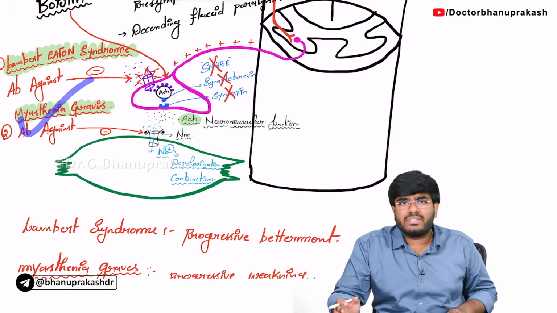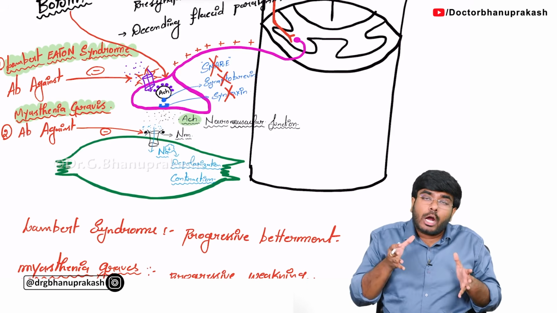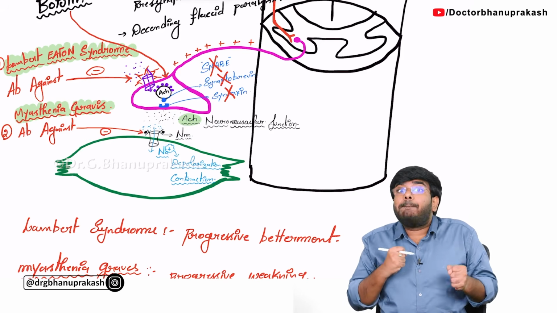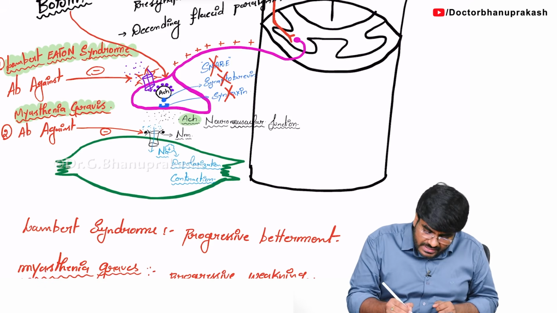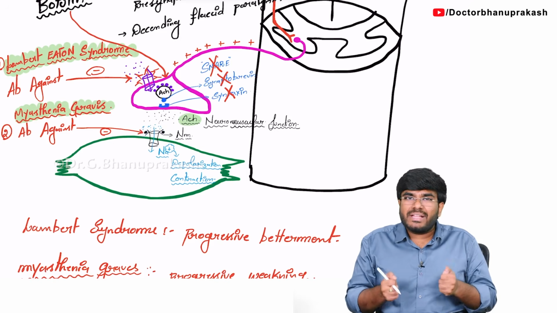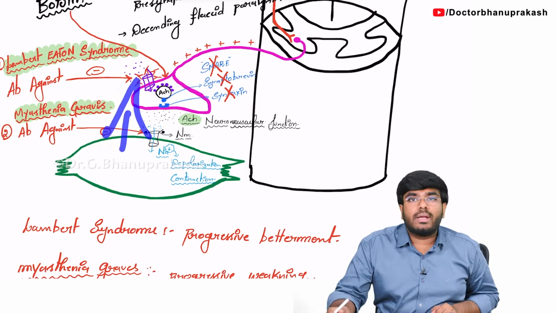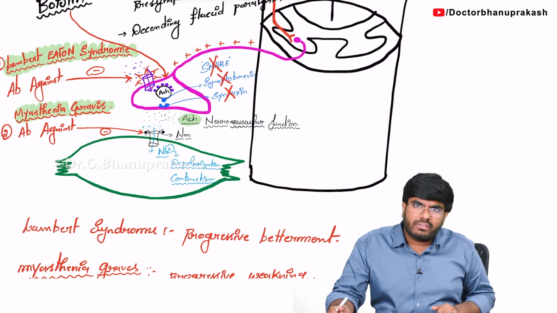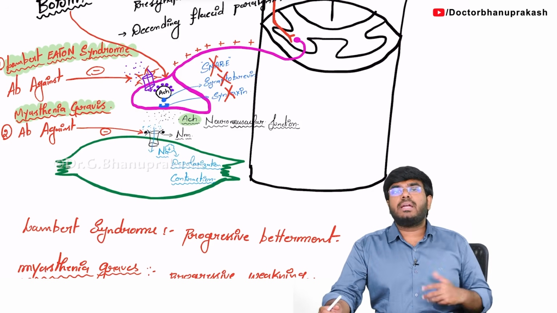In myasthenia gravis, I have told you, what actually happens is the autoantibodies compete with the acetylcholine to bind with this site, okay. So the autoantibodies are competing with the acetylcholine. So what you have to do? You have to increase the acetylcholine levels. Whenever you increase the acetylcholine levels, now acetylcholine can come and bind here, leading to depolarization of the muscle and contraction of the muscle.